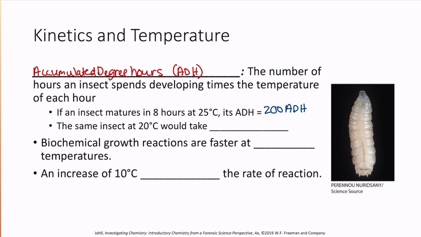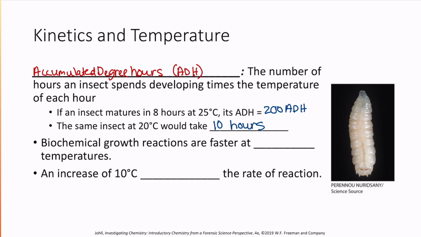If we have that exact same insect, but instead of 25 degrees Celsius, we're looking at 20 degrees Celsius, we can figure out how long it will take. We know that the ADH is 200, and I know that the temperature times the hours is going to equal 200. So I can simply take my 200 and divide it by 20. So it will take 10 hours.